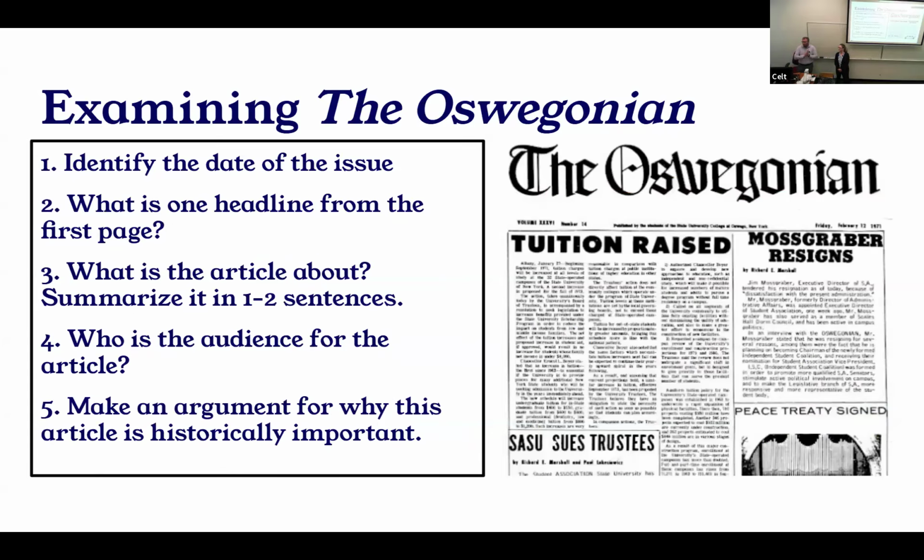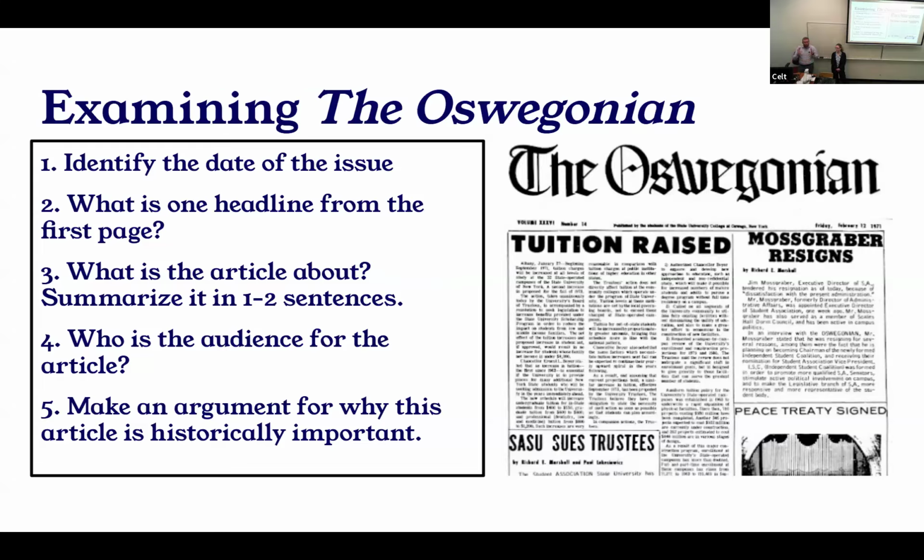So once you are there and you've located an issue, we have about 5 things as part of this activity. Number one, thinking through this through the lens of a student, identify the date of the issue. Can you identify when exactly this issue was published?